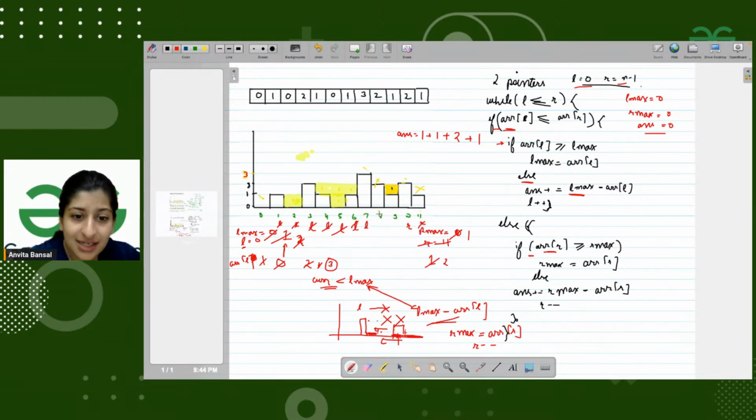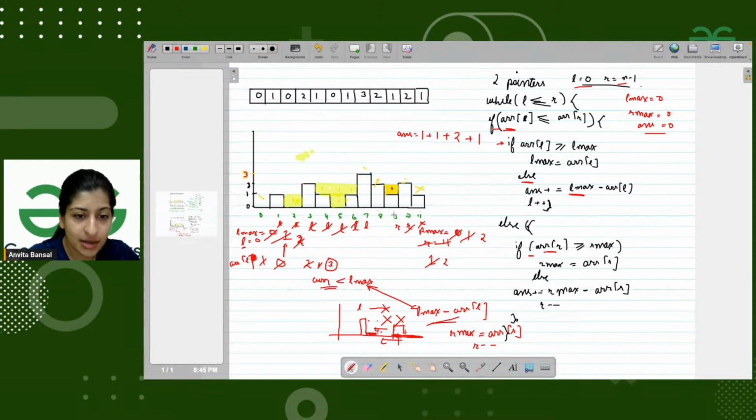So left is greater than your right index. So you are going to do some operations on your right indexed values. Okay. So what you're going to check, what is your ARR of R? That is 2. What is your R max? That is 1. So simply update your R max with 2 and move your right pointer to the left.